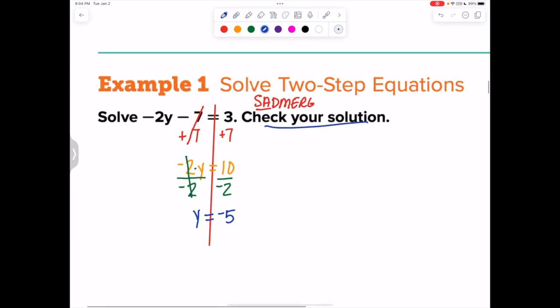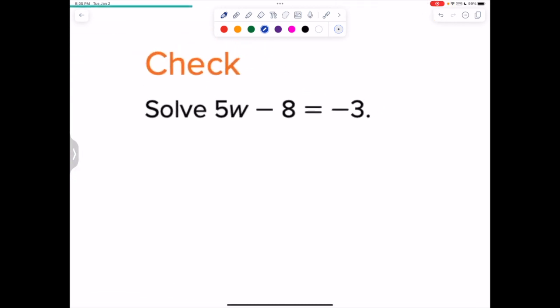All right, let's check your solution real quick. So negative 2 times negative 5 minus 7 equals 3. We have 10 minus 7. Yep, we're good. 3 equals 3, check. Okay, all right, we can pause right here. You can try this one out.